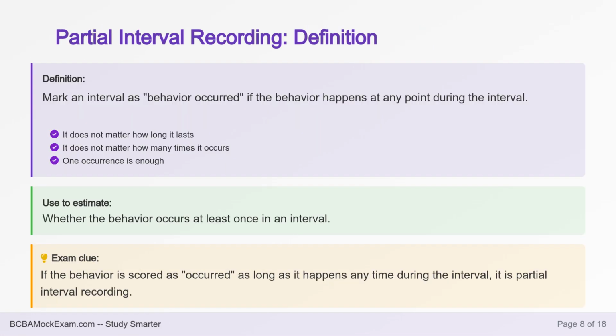Partial interval flips that rule. Here, you mark an interval as behavior occurred if the behavior happens at any point during the interval. It doesn't matter how long it lasts or how many times it occurs. One occurrence is enough to score a yes.